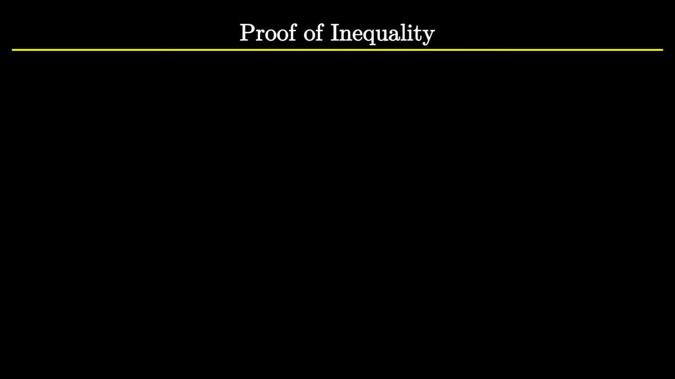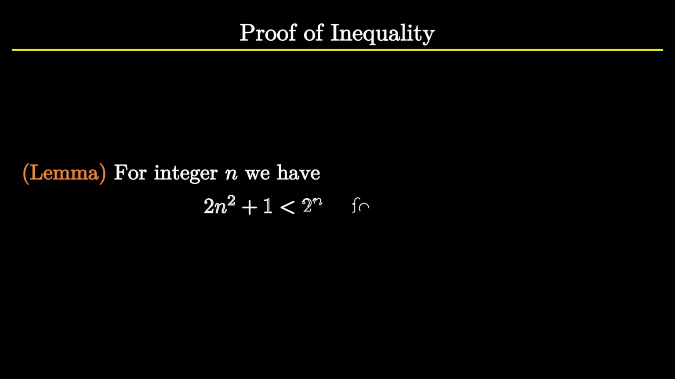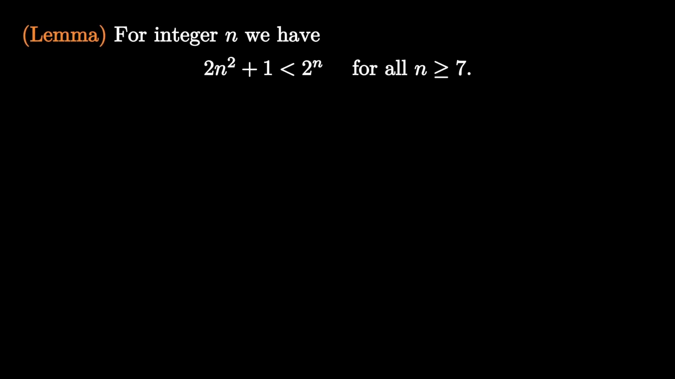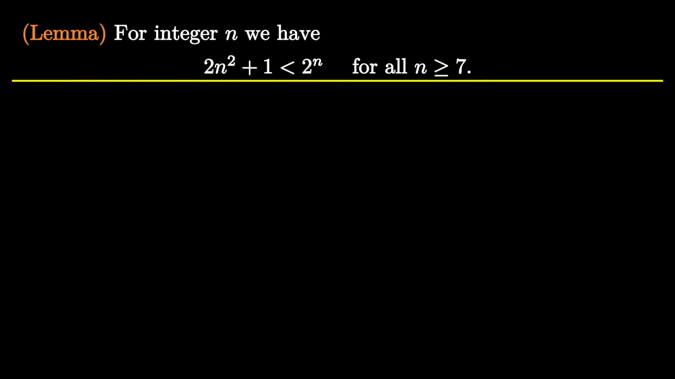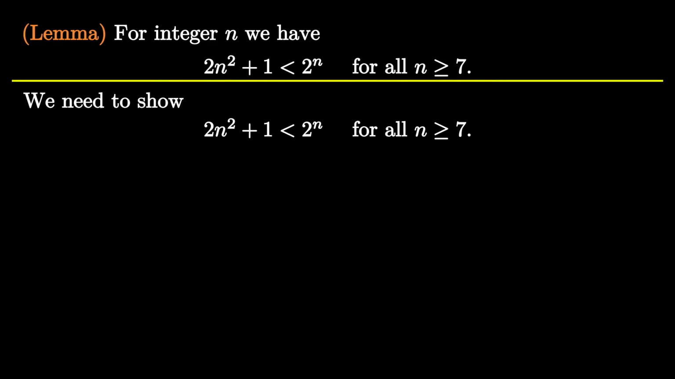Now we give the formal proof of the inequality which we promised earlier. We present the proof in the form of a lemma. We need to prove that 2n square plus 1 is less than 2 power n for all n greater than or equal to 7. We manually check that for n equal to 7 the inequality holds. Of course, we shall not check it manually for all n greater than 7.